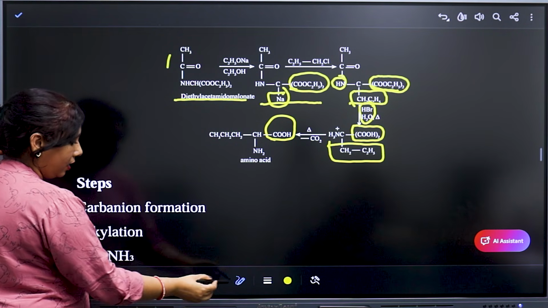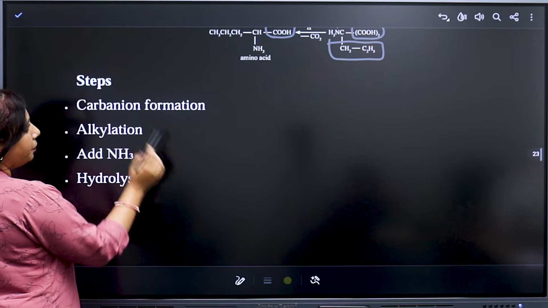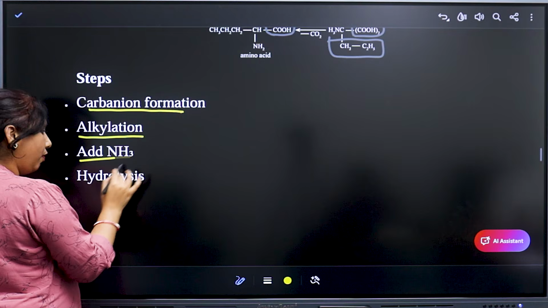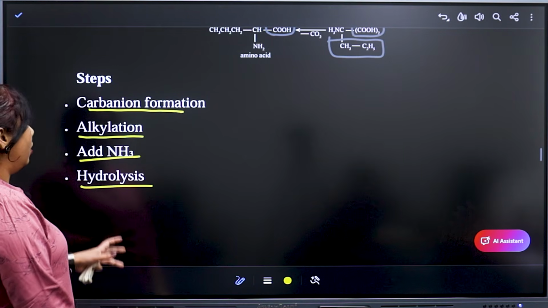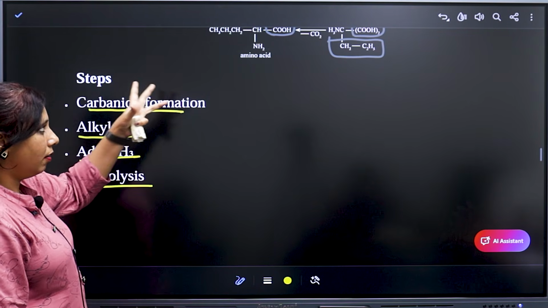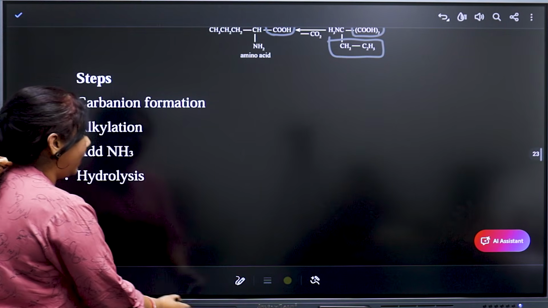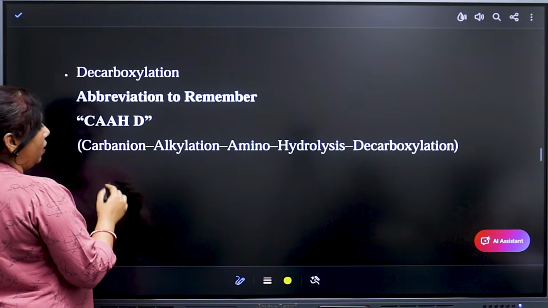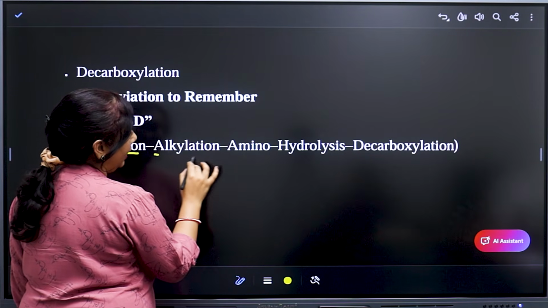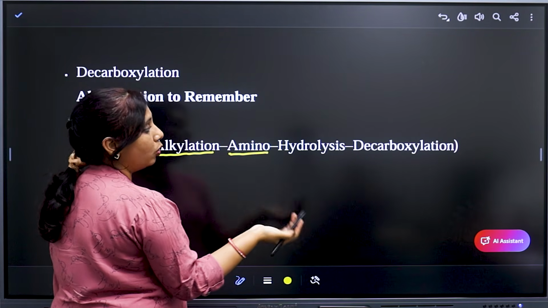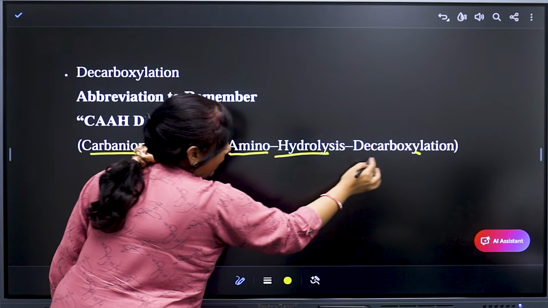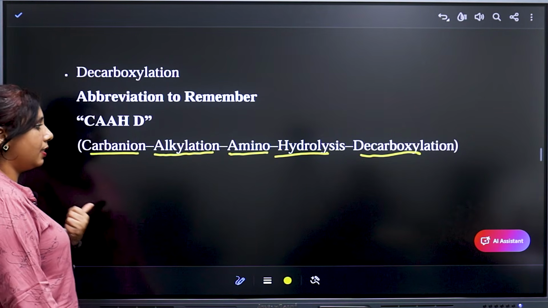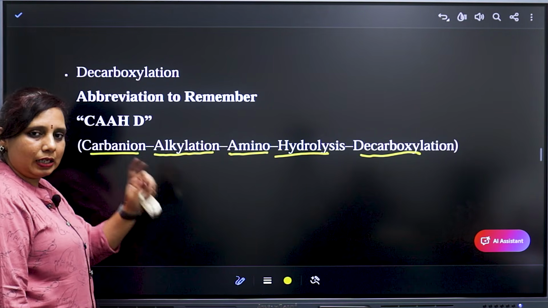So here the steps that we have seen are carbanion formation, alkylation, addition of the amine group, then hydrolysis. Through these steps we get the amino acid by malonic ester synthesis. Then decarboxylation also occurs here. So these are carbanion, alkylation, amine group addition, hydrolysis and then decarboxylation. These are the steps, CAAHD. These are the steps that you have to remember to complete the answer.